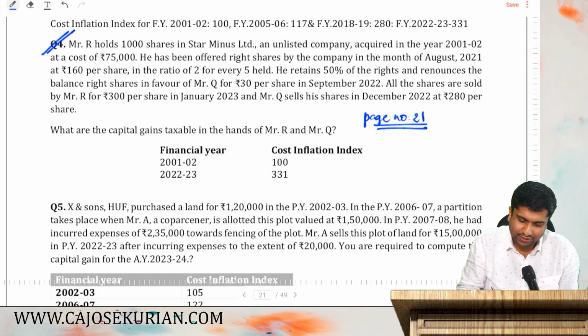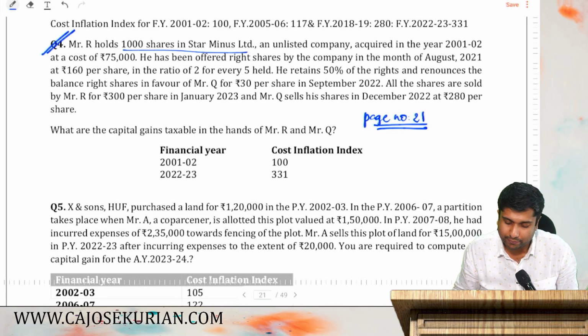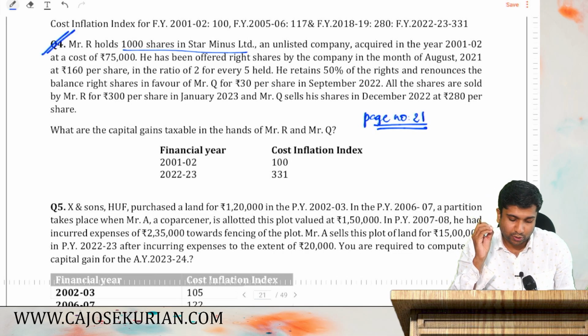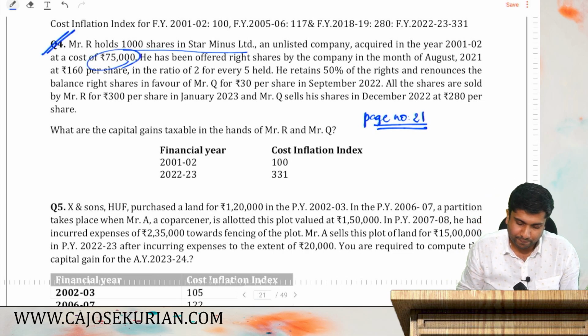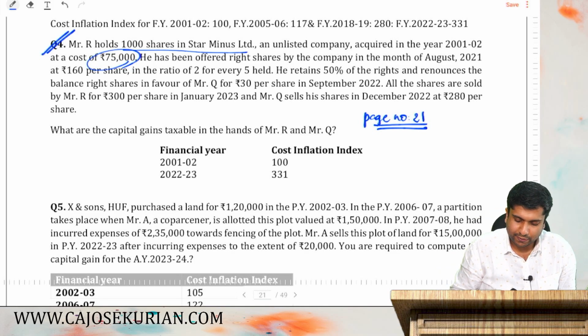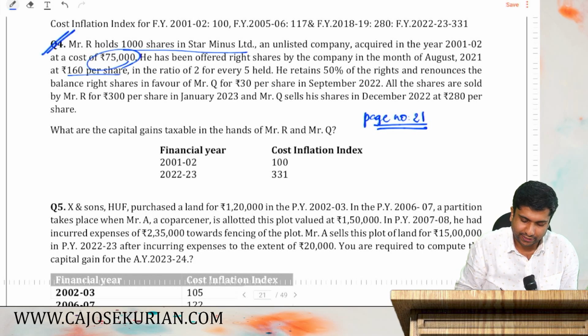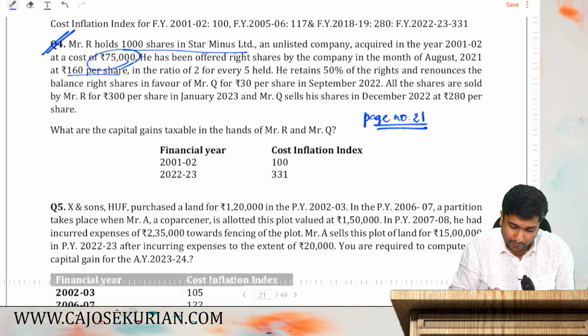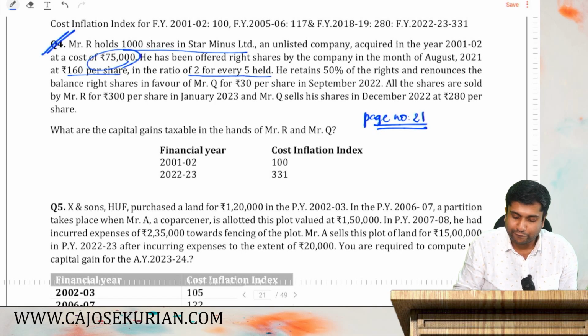Mr. R holds 1000 shares in Star Minus Limited, an unlisted company acquired in year 2001-2002 at a total cost of 75,000 rupees. Sorry, not 75,000 rupees per share, total 75,000. He has been offered right shares by the company in the month of August 2021 at 160 per share. So he got a right share in the ratio of 2 for every 5 shares held.